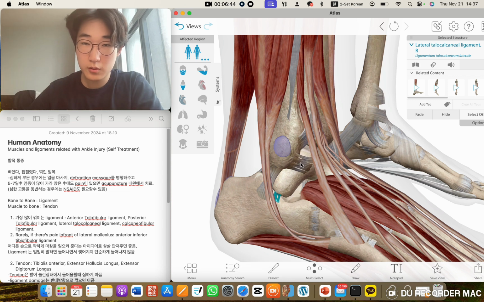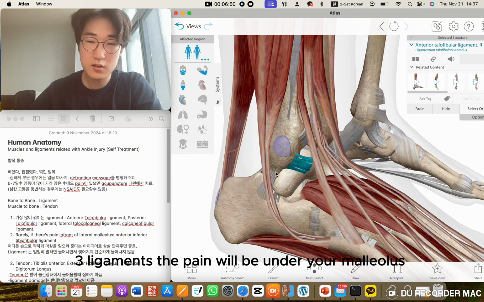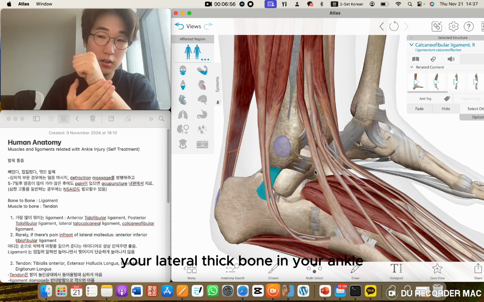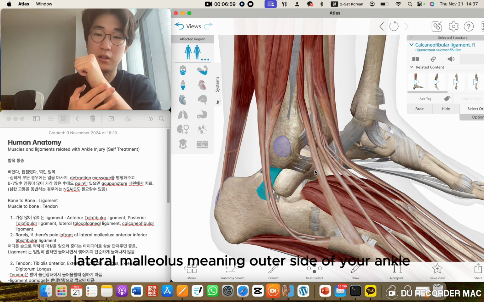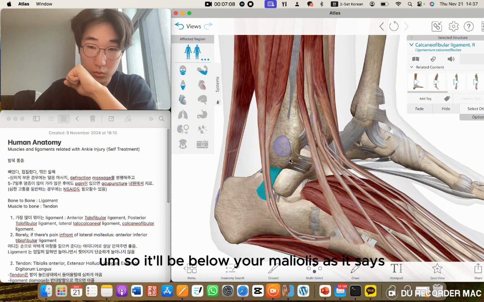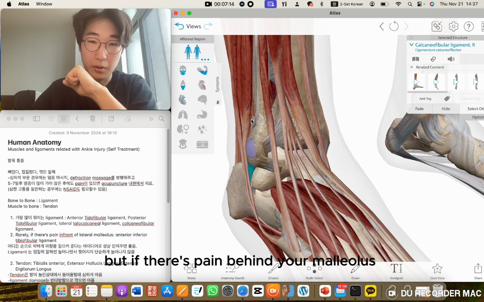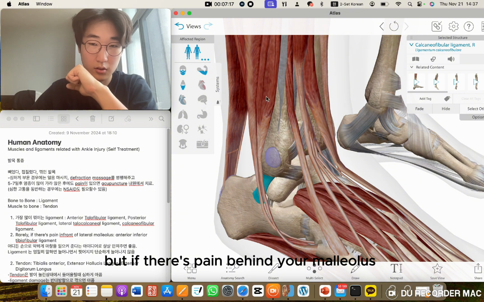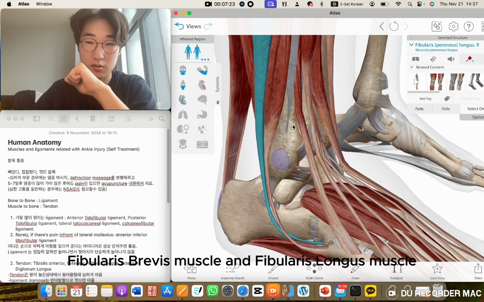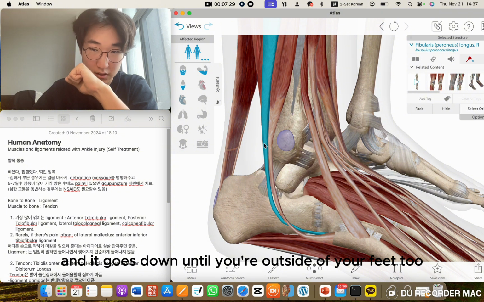And also, for these two or three ligaments, the pain will be under your malleolus, the lateral thick bone in your ankle. Lateral malleolus means the outer side of your ankle, the thick bone. So it'll be below your malleolus, as it says. But if there's pain behind your malleolus, it tends to be these two tendons, the fibularis brevis and fibularis longus muscles. They connect behind and go down until the outside of your feet too.